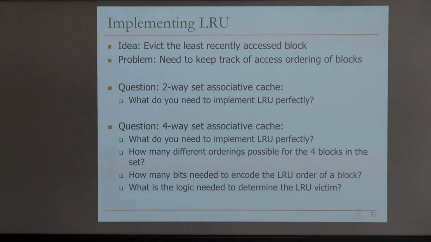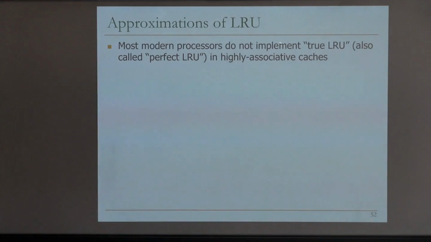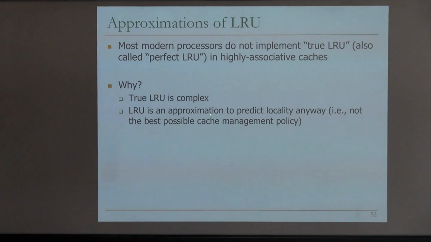As a result of this, most modern processors do not implement true LRU, perfect LRU, because this is perfect ordering, right? If you want to keep the perfect ordering, yes, you have to keep it. But if you don't need to, for various reasons, because who said that this is the best management mechanism anyway, right? LRU is not perfect, it doesn't buy you the best performance anyway. And also, true LRU is complex. There are two reasons for it. As a result, most systems implement something that tries to be of the same flavor.